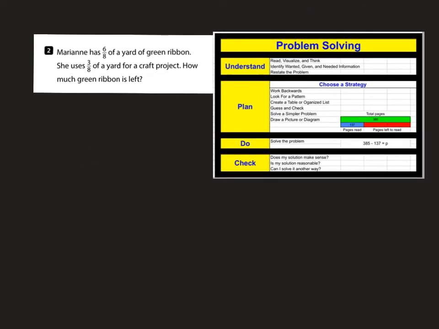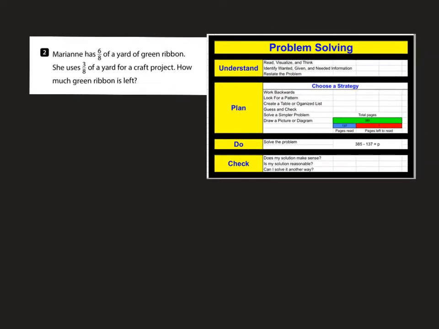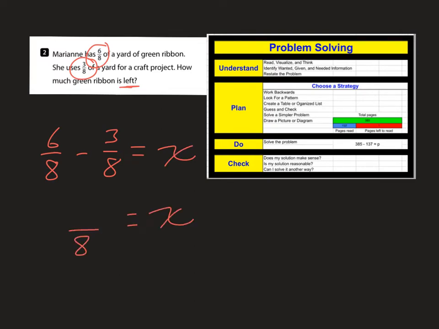Alright guys, number 2. Marianne has 6/8 of a yard of green ribbon. She uses 3/8. So she starts with 6/8. She uses 3/8. How much green ribbon is left? 9 times out of 10, left means subtraction. Alright, denominators stay the same. 6 minus 3 will give me 3. So she has 3/8 left.